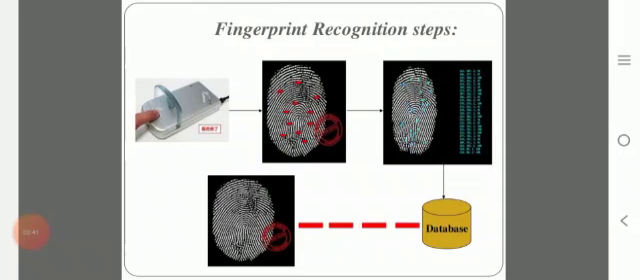Fingerprint recognition steps. It starts with an activity where you place a finger on a technology, where the machine identifies your finger, scans it, takes out your fingerprints, and transfers it to the database. This is as simple as that.